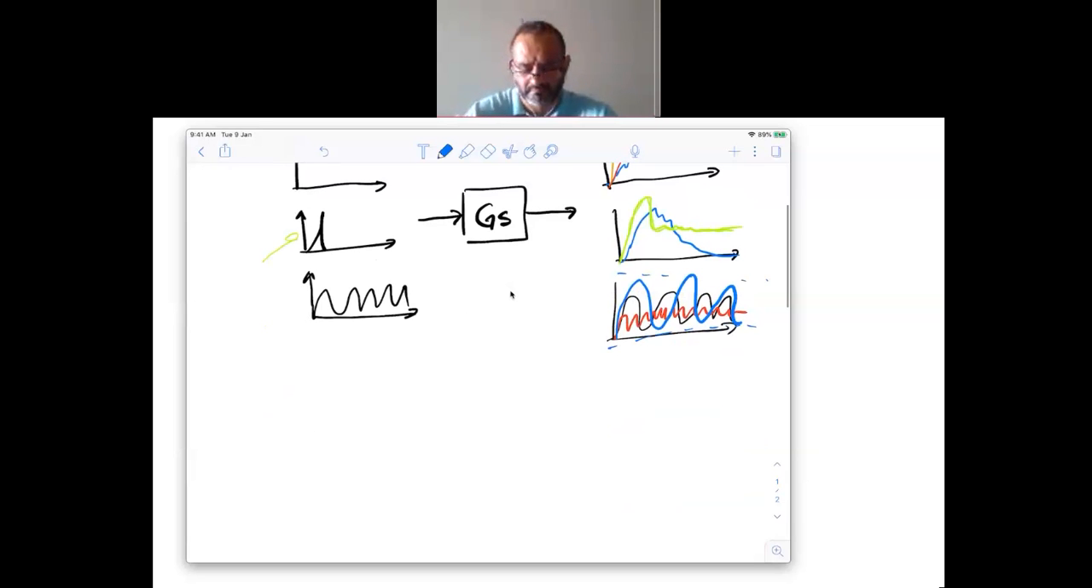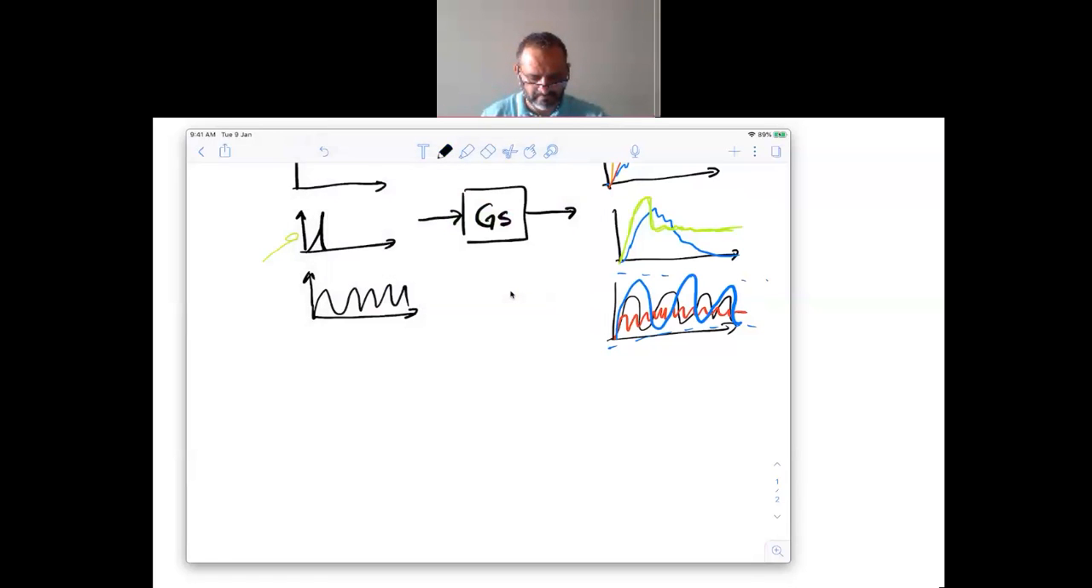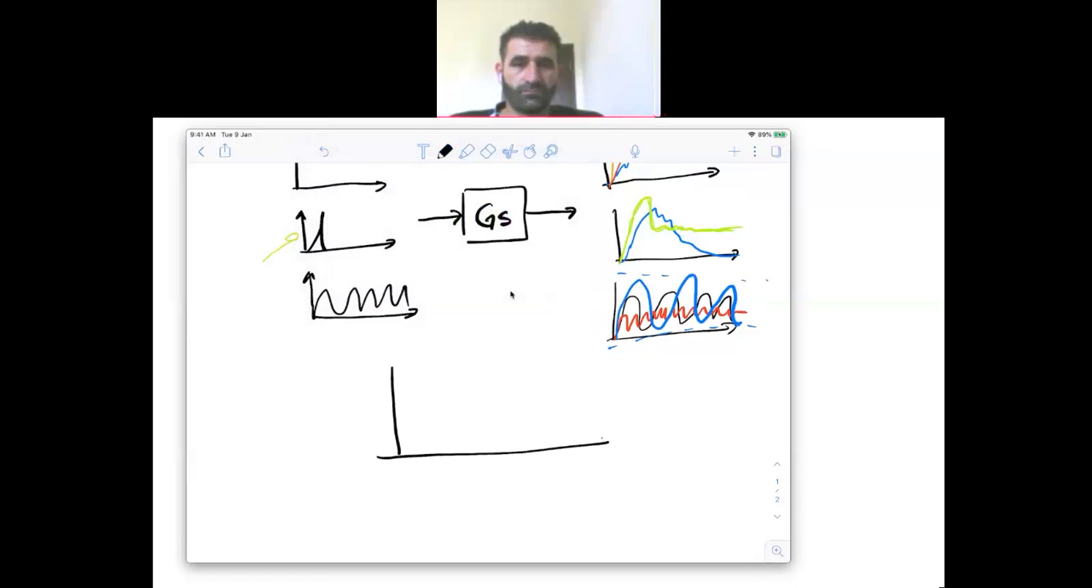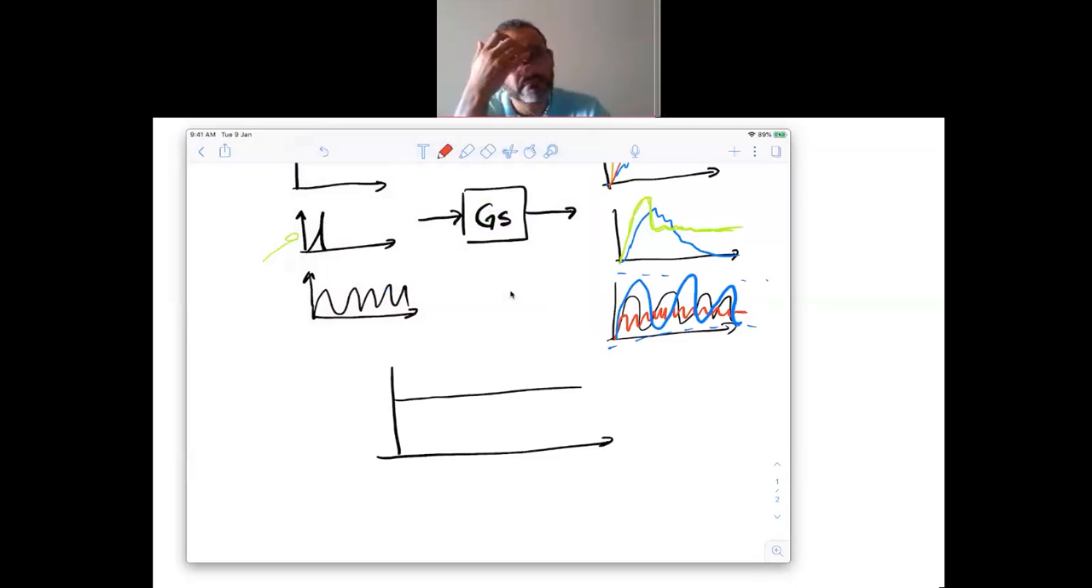When we say unstable system, what does it mean by unstable? An unstable system is, let's say if I apply a step input to the system, it will behave this way. It will increase like this. That is unstable. It will increase exponentially. Exponential increment. So it's not going to be stable.